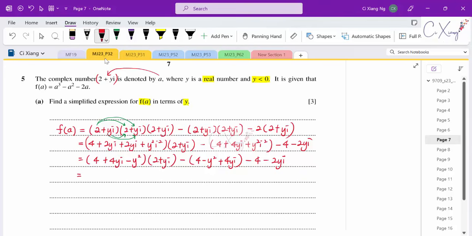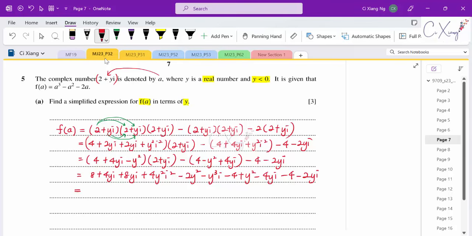I have 4 times 2. First term multiplied by the first term, I get 8. First term multiplied by the second term, I have 4yi. Then the second term multiplied with the 2, I have 8yi. 4yi multiplied with yi gives plus 4y squared i squared. Then the last term here, I have -2y squared, then -y power 3 i. Multiplying the negative inside the bracket, I have -4 plus y squared minus 4yi, then minus 4 minus 2yi.